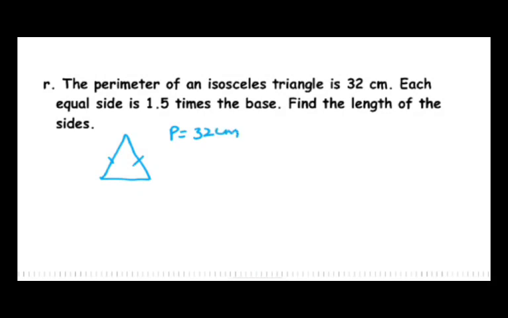Each equal side is 1.5 times the base. So let the base be x. Therefore, each side is equal to 1.5 of x. Now, this is a mixed fraction. I'm going to change it into an improper fraction.